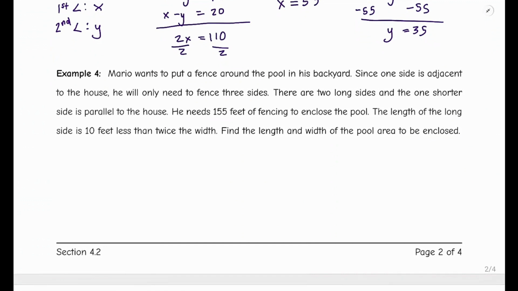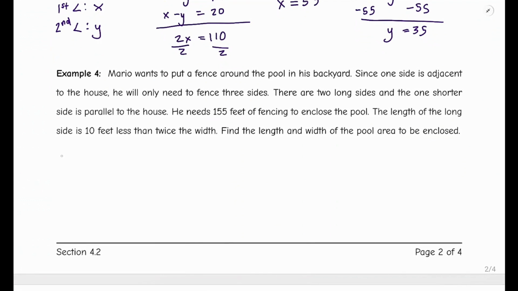Mario wants to put a fence around the pool in his backyard. Since one side is adjacent to the house, he will only need to fence 3 sides. There are 2 long sides, and one shorter side is parallel to the house. He needs 150 feet of fencing to enclose the pool. The length of the long side is 10 feet less than twice the width. Find the length and width of the pool area to be enclosed.